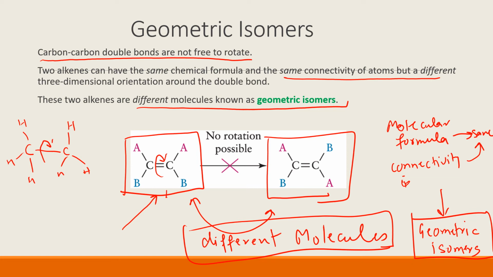So alkanes do not show geometric isomers because rotation around the single bond is possible, so they interconvert into each other. However, only alkenes and alkynes can show geometric isomers.